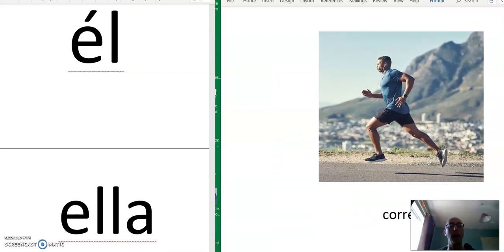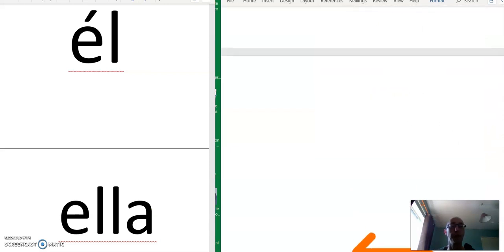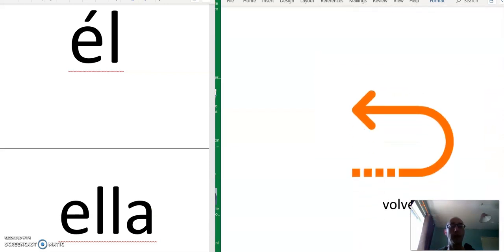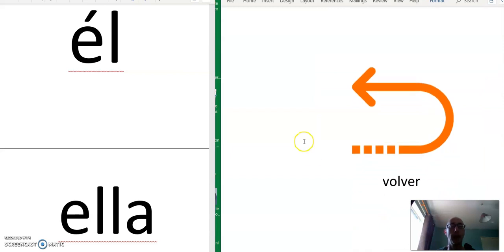And last year, she ran. El año pasado, ella corrió. He came back yesterday. Él volvió ayer.